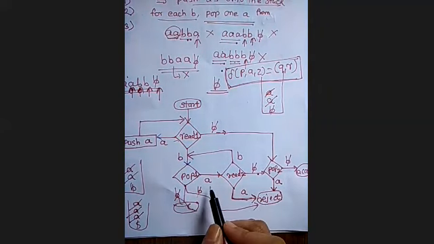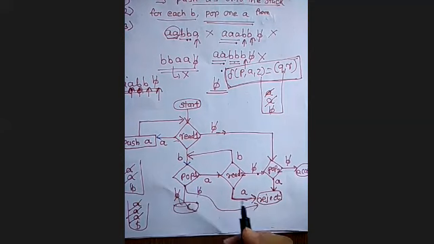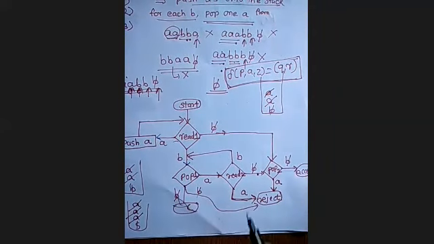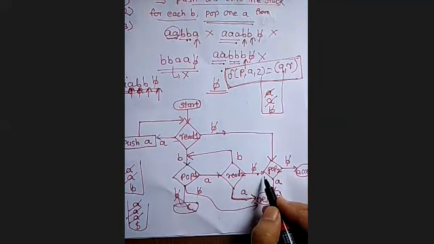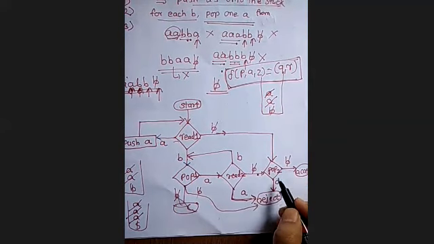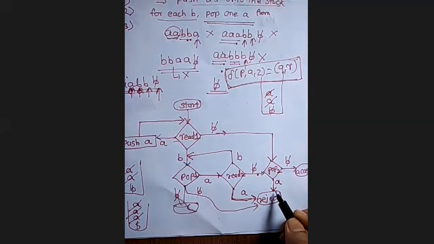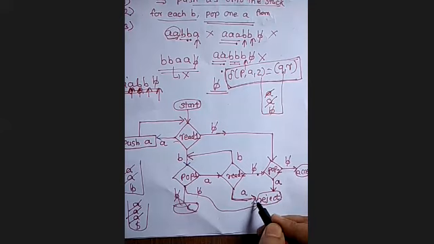The second case of rejection is if the number of a's is more than the number of b's. That is the case in read 2: if the input ends and after you pop from the stack the popped symbol is a, that indicates there are extra a's than the b's. In that case also it is rejected. The third case of rejection is in read 2: if you get a, meaning after b if a appears, it should be rejected. So this is the rejection case.